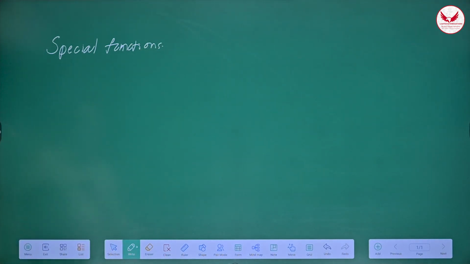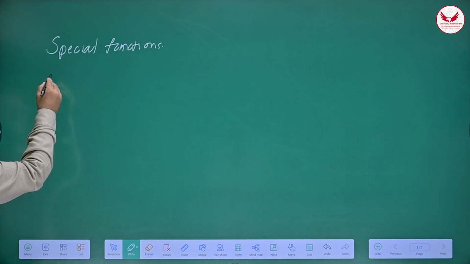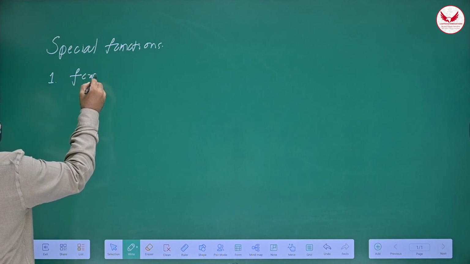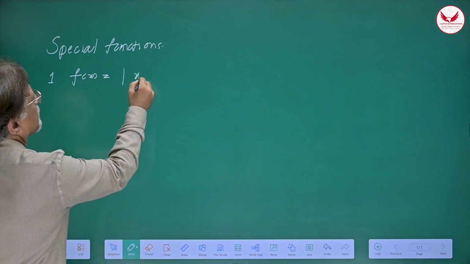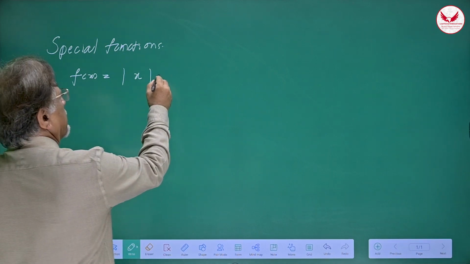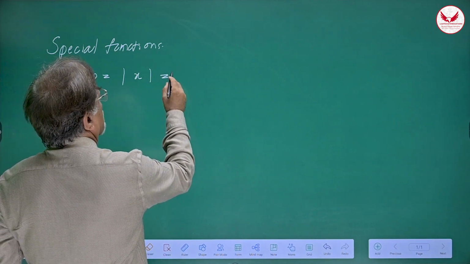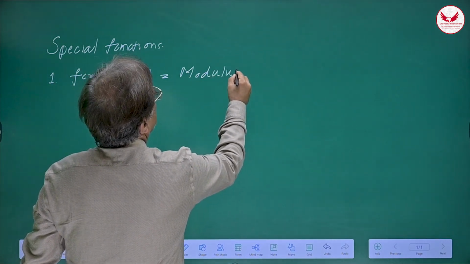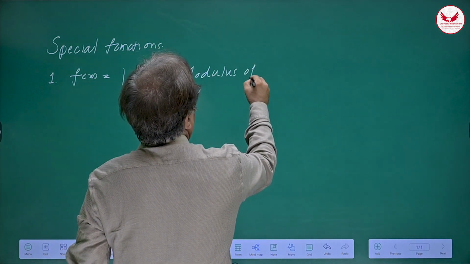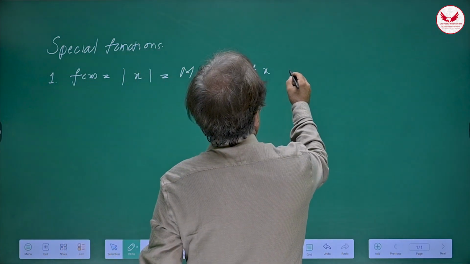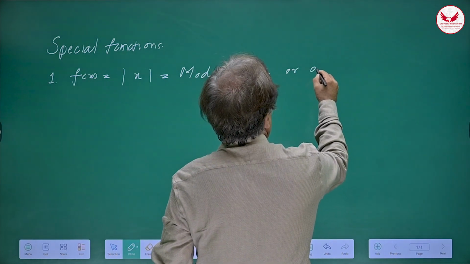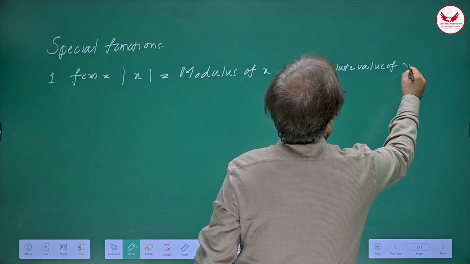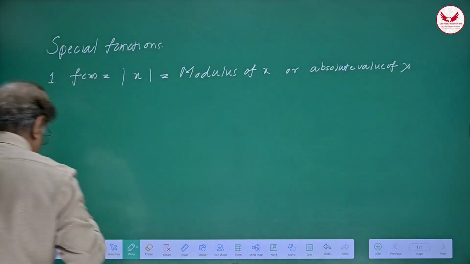Special functions. Now, basically, I'll make a list of all those special functions. Number one, this function is called f(x) = |x|. Now, it is called modulus of x, or it is also called absolute value of x. What it is and all that I'll tell you later on.